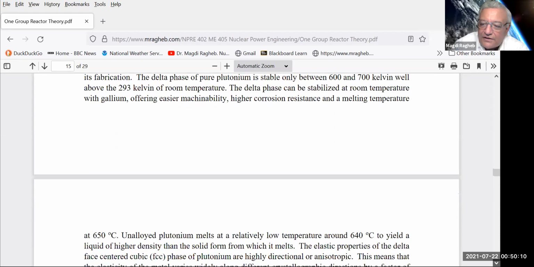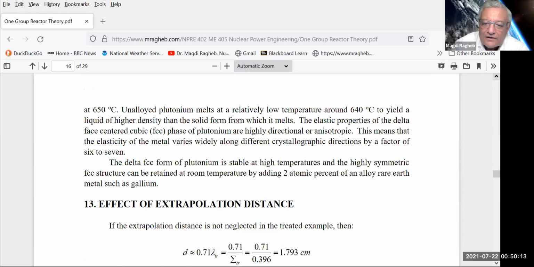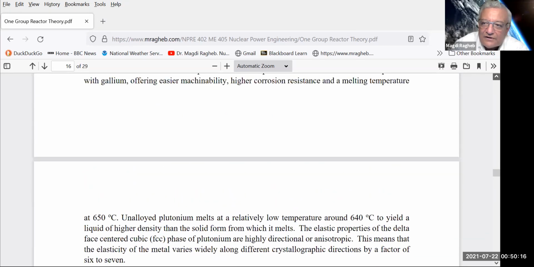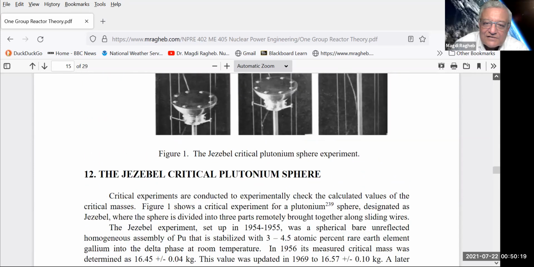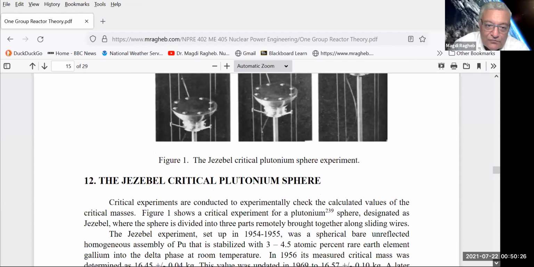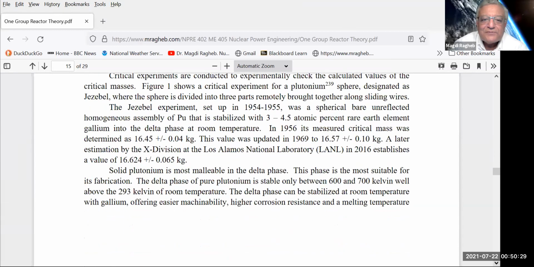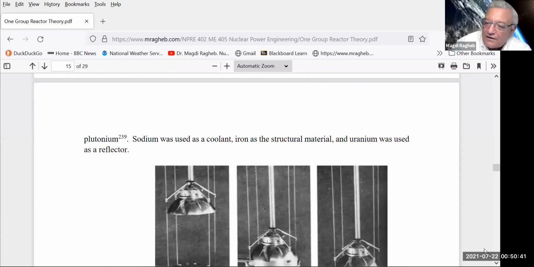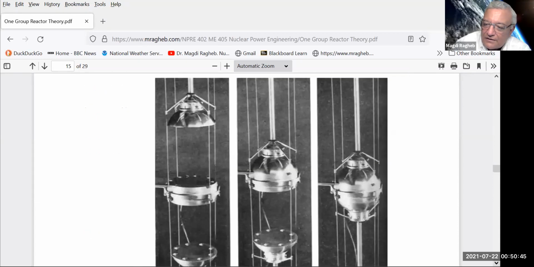I described to you here the Jezebel sphere. We had a gentleman from the Los Alamos National Lab who visited us recently, and he suggested that they are still making checks on supercomputers of experiments on the Jezebel experiment, very recently in 2016. They determined that the critical mass changed from 16.45 to 16.57. So critical masses are checked both experimentally as well as calculationally. And the variable there is the measurement of the cross sections.